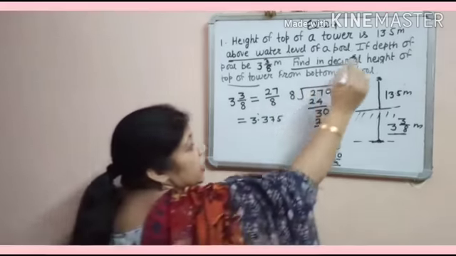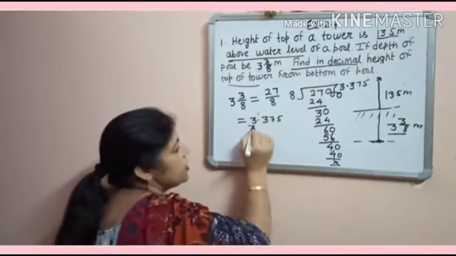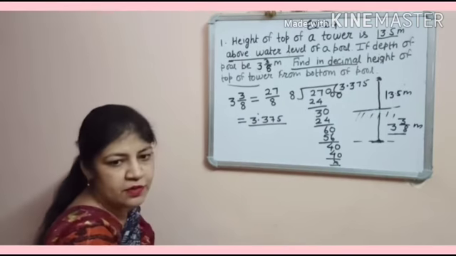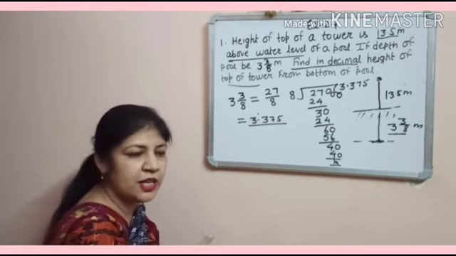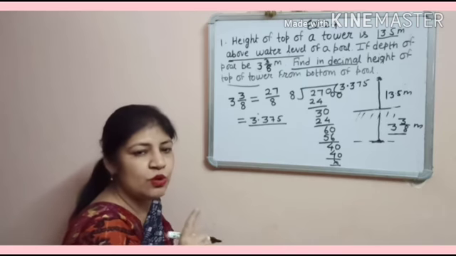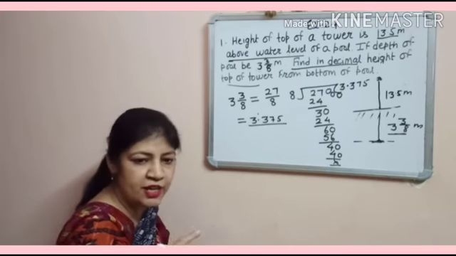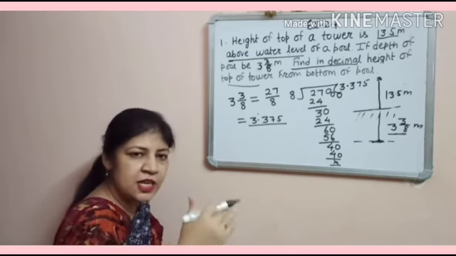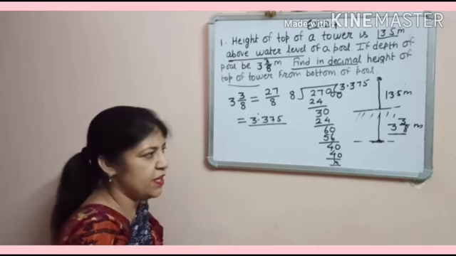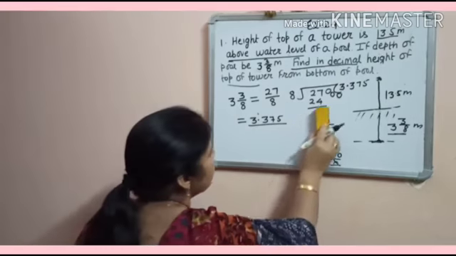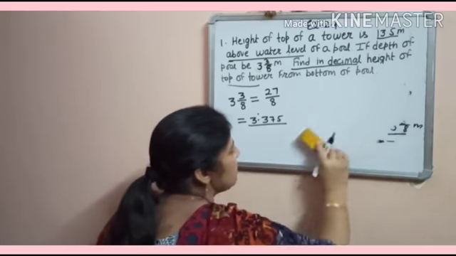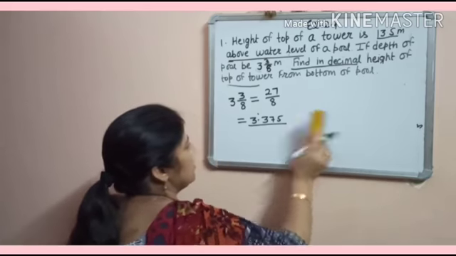Now simply add these two distances. But see, it is 13.5 and it is 3.375. So first make them like decimals. Because when we add or subtract, always add same place value in same place value. So you have to first make them like.